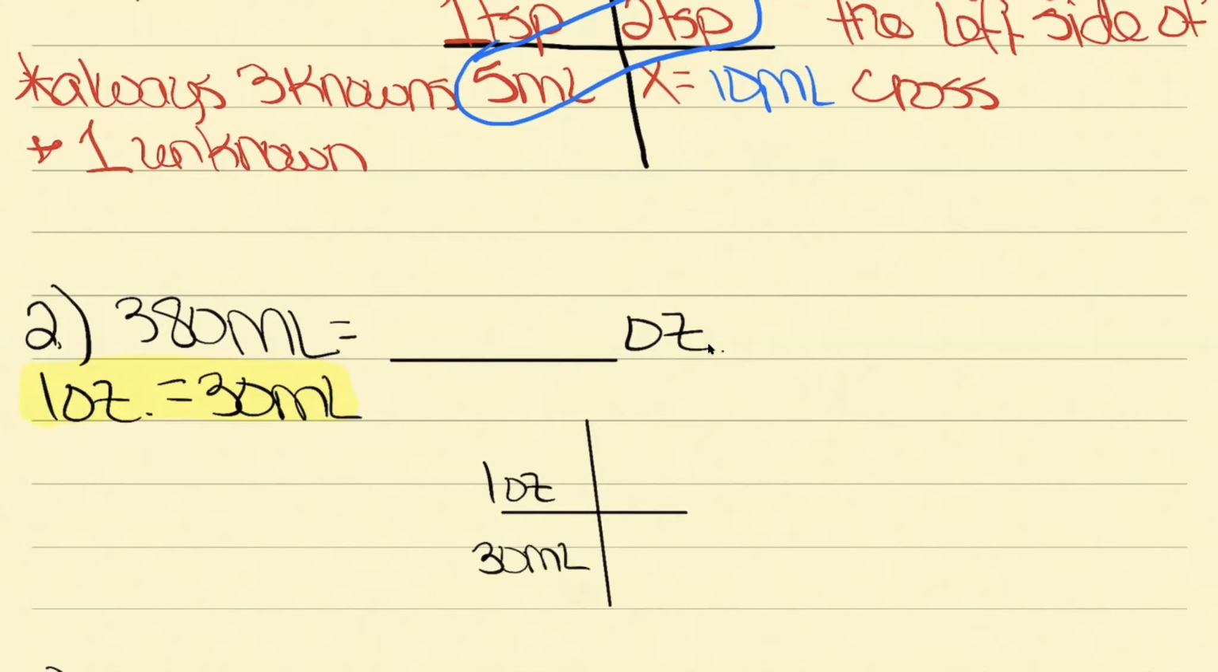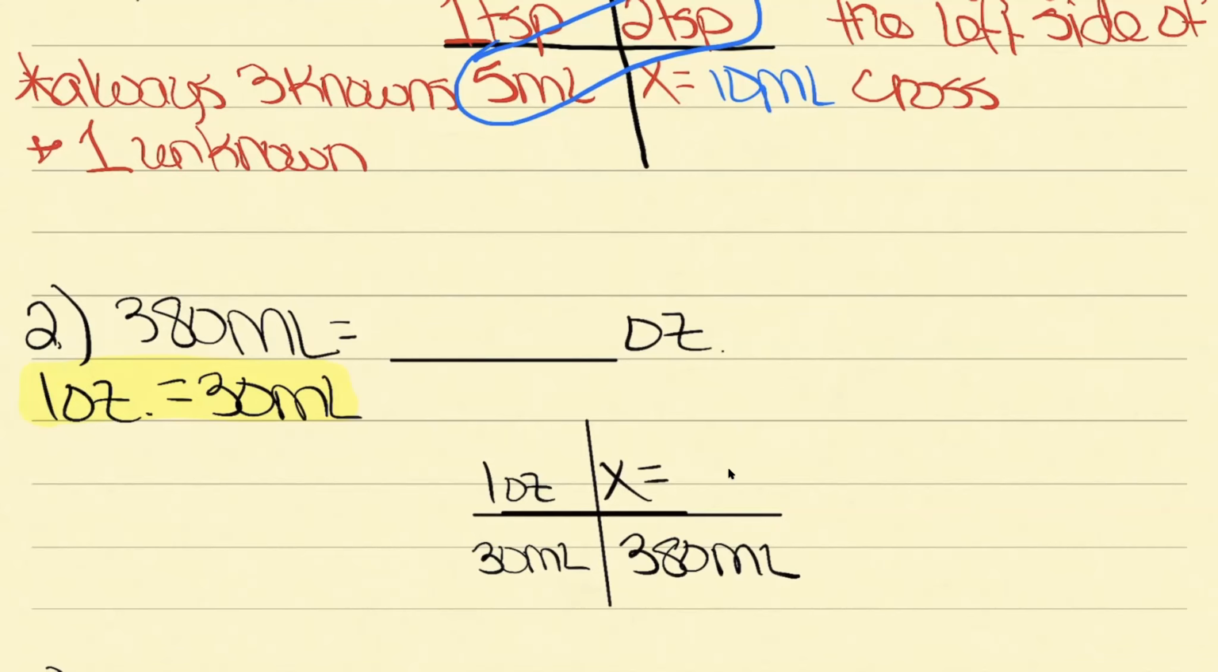And then, like I said, you have to have 3 knowns and 1 unknown. So 380 milliliters will go at the bottom right. Why? Because we're matching the units. The units have to match side by side. So if I have milliliters right here, then I have to have milliliters beside it. So my unknown, my X, I'm trying to solve for ounces. So my answer should be in ounces.